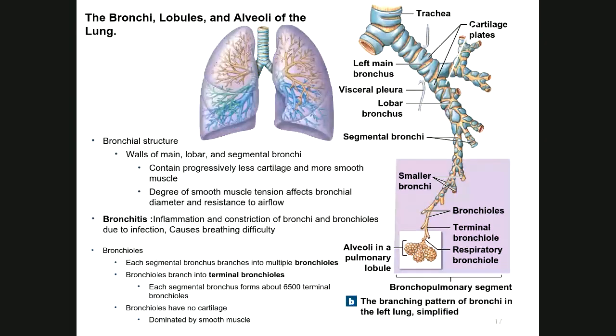So from the right to left bronchus, we move into lobar, because we go inside of lobes. So we go into lobar bronchus, segmental bronchi, smaller bronchi, bronchioles, terminal bronchioles. And each terminal bronchiole, it's about 6,000 per segmental bronchus.